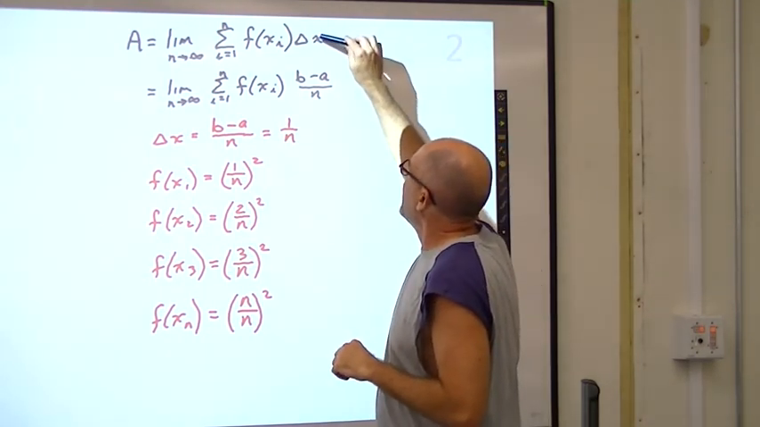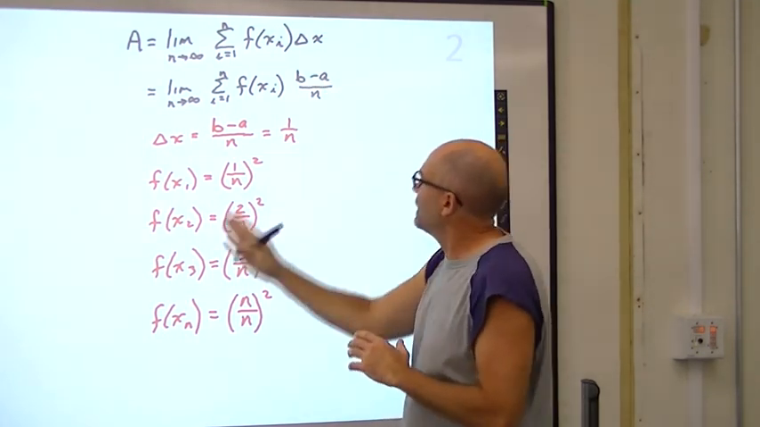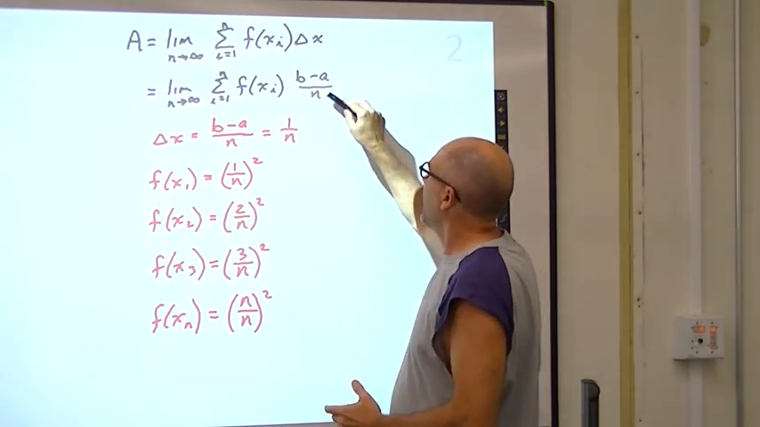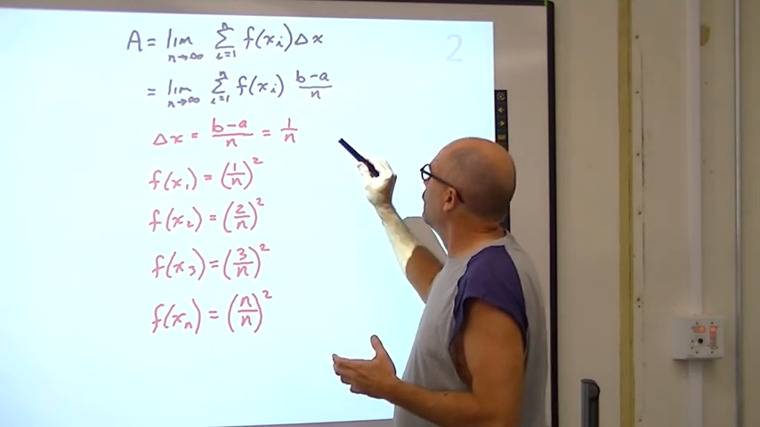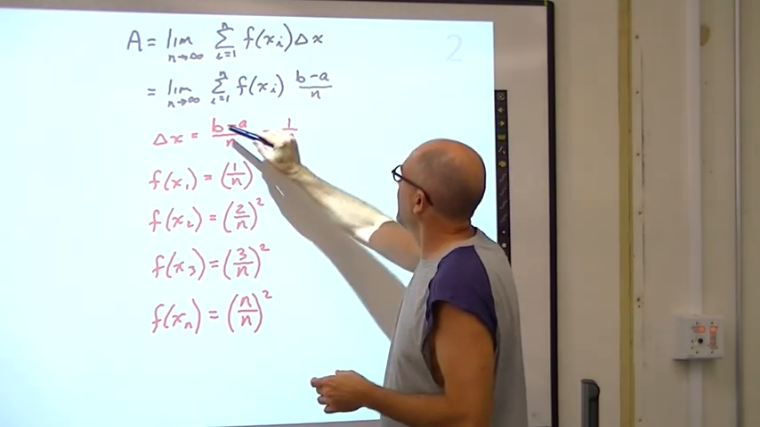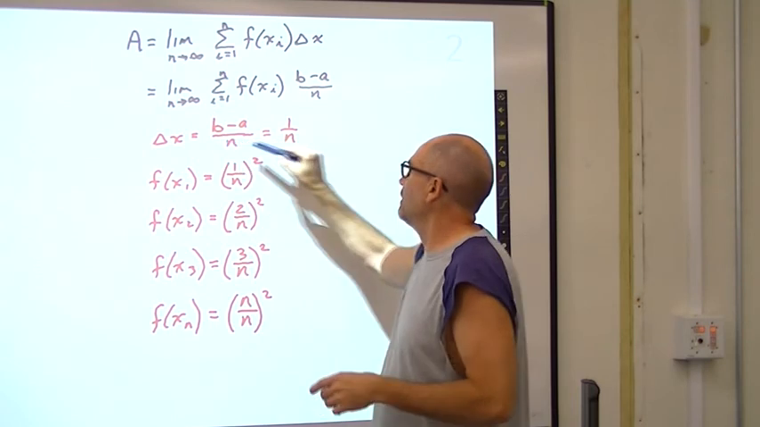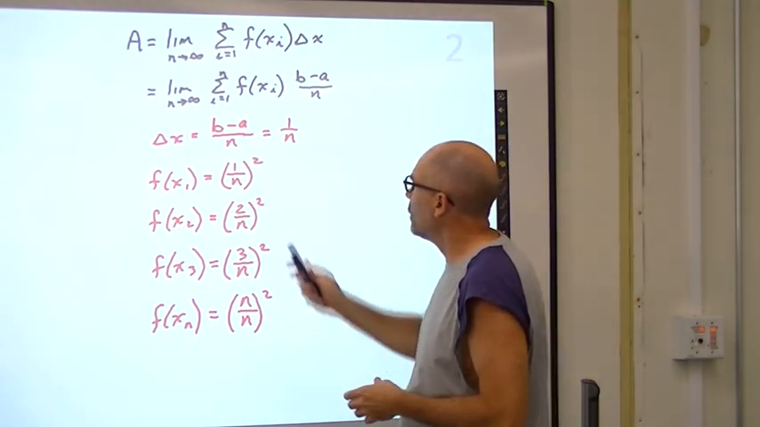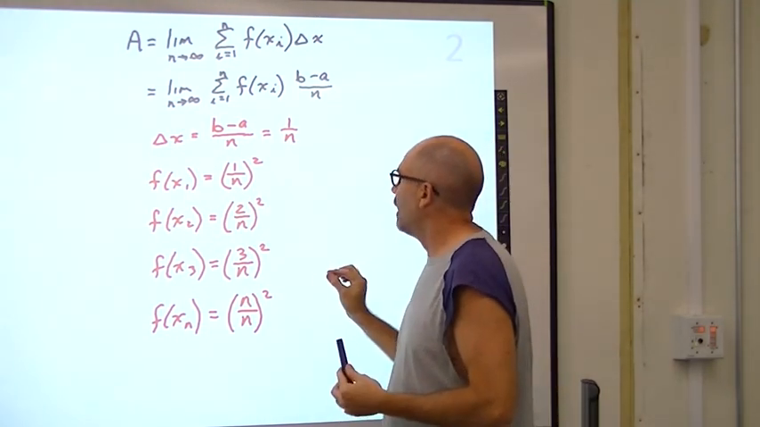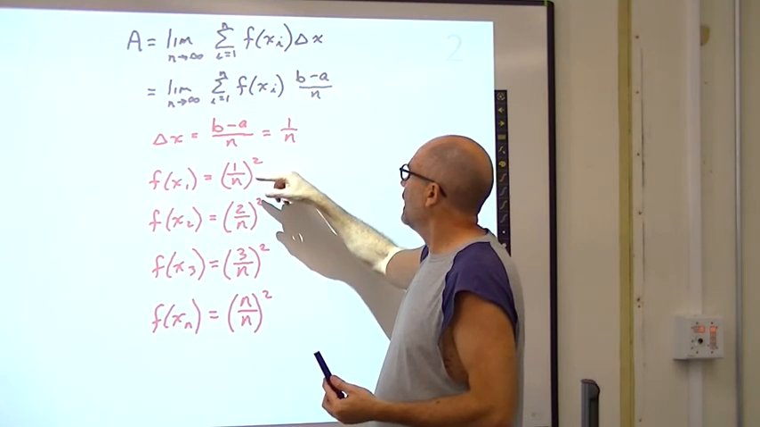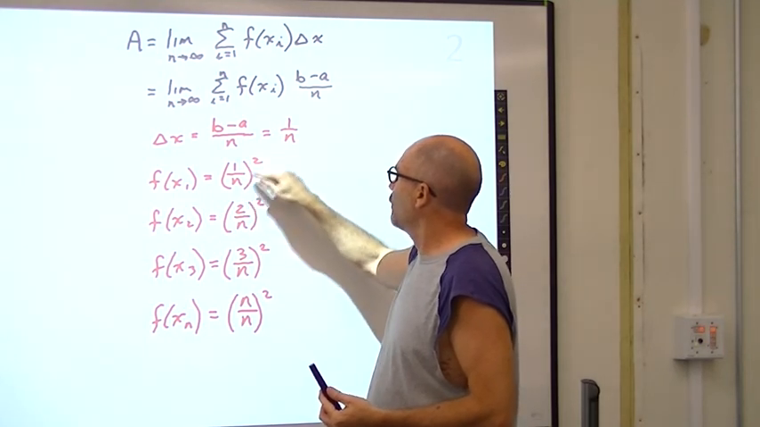Okay, so remember we said the delta x each time is b minus a, which is the right side minus the left side of the interval, divided by the total number of rectangles. So what we do here then is we say b minus a is 1 in this case, and n, we're letting that be infinity, so we're keeping it n. So each rectangle is 1 over n wide. Now what's the height of the rectangle? Well, it's going to be that number squared. So my first rectangle is going to be 1 over n squared.